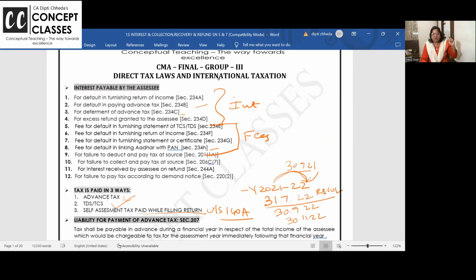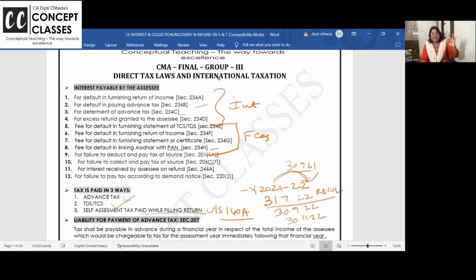234A: interest for delay in filing the return. 234B: if 90% advance tax is not paid. 234C: for default in installment. 234D: interest on excess refund that you give back. Now, fees: 234E, 200 per day for not filing the statements.